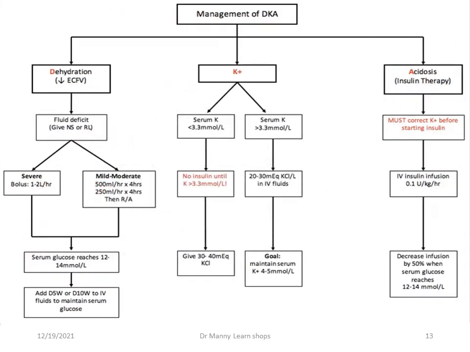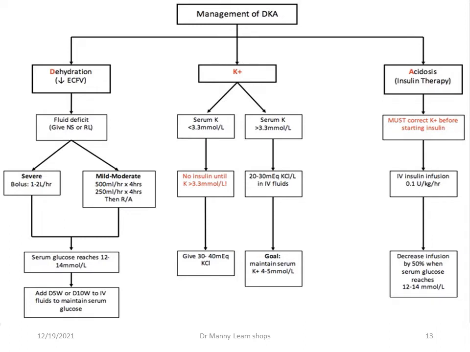The medical management of diabetic ketoacidosis can be put into three categories: dehydration, hyperkalemia, and acidemia or acidosis. Insulin therapy is the primary treatment. However, remember, before giving insulin therapy, the patient has to be normokalemic. Otherwise, this can create further problems to do with electrolytes.